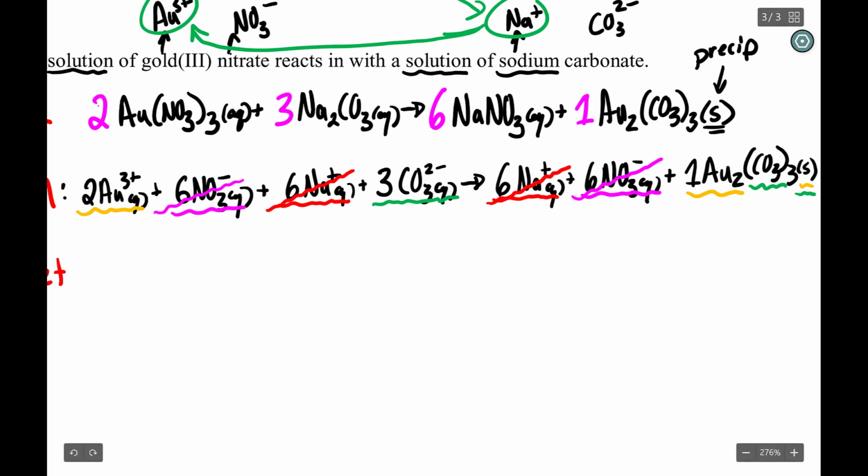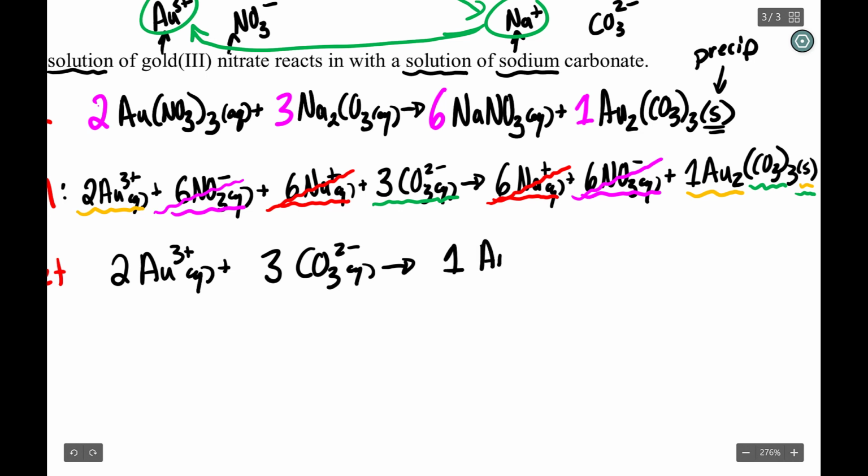All I have left to do is take everything that remains, bring it down. 2 gold 3 plus aqueous plus 3 carbonate ions aqueous is turning into 1 Au2(CO3)3 solid. Just need to check my balancing. I've got 2 golds on the left. I've got 2 golds on the right. I've got 3 carbonates on the left. I've got 3 carbonates on the right.